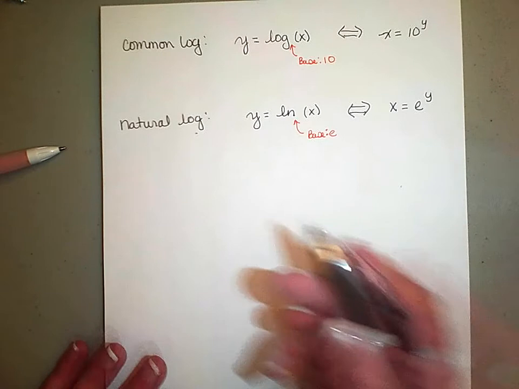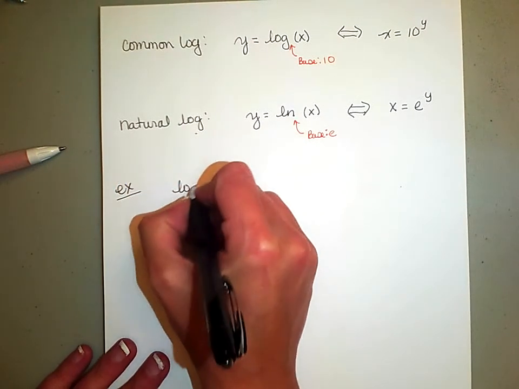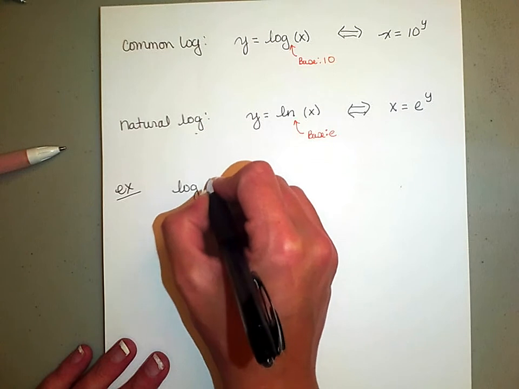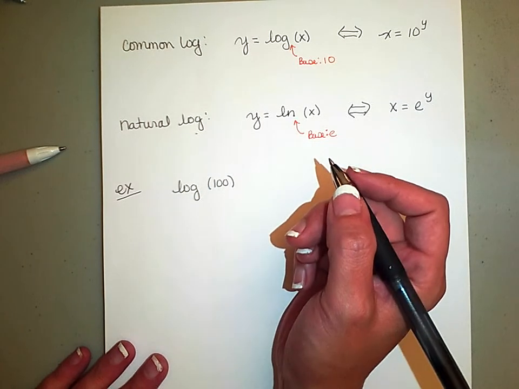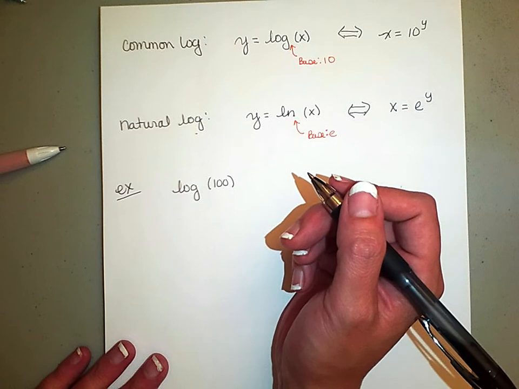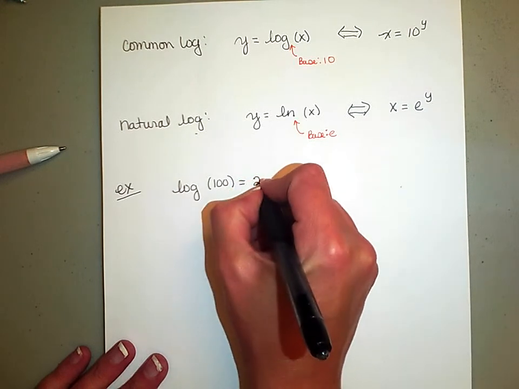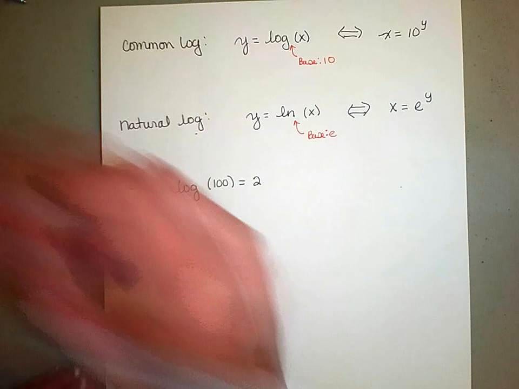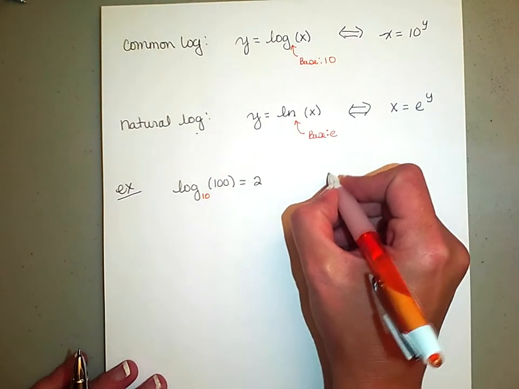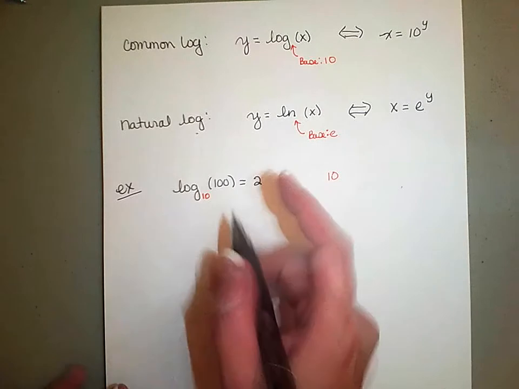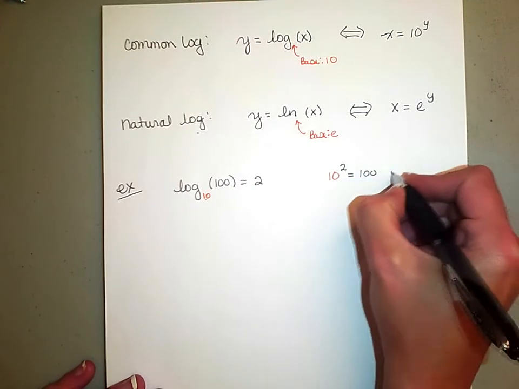All right. So let's do some evaluating with these. So if I ask you about the log of 100, that would be equal to 2. Why is that? Okay. Remember, we're in base 10. So if I wrote this exponentially, what I'd say is 10 squared equals 100. And that's true.